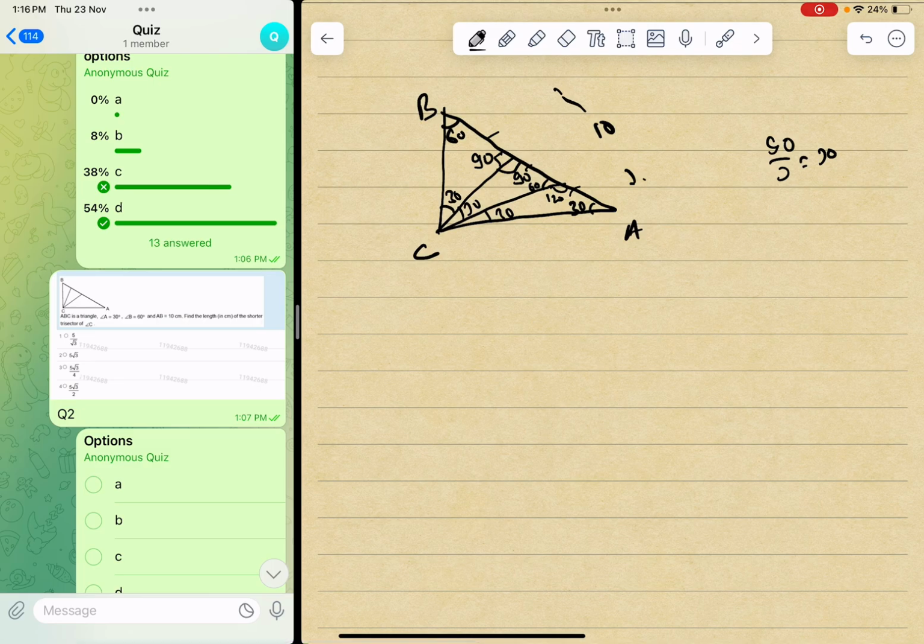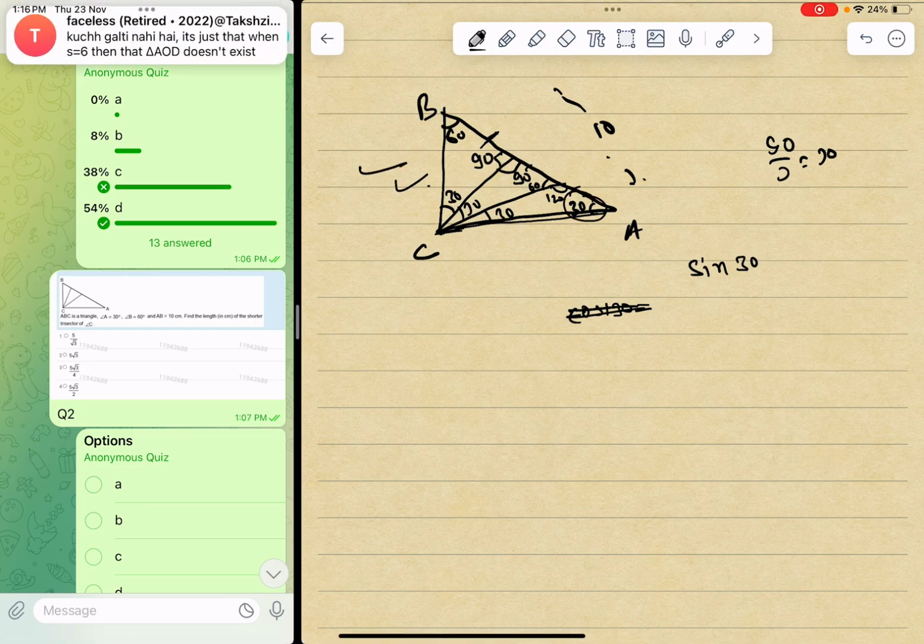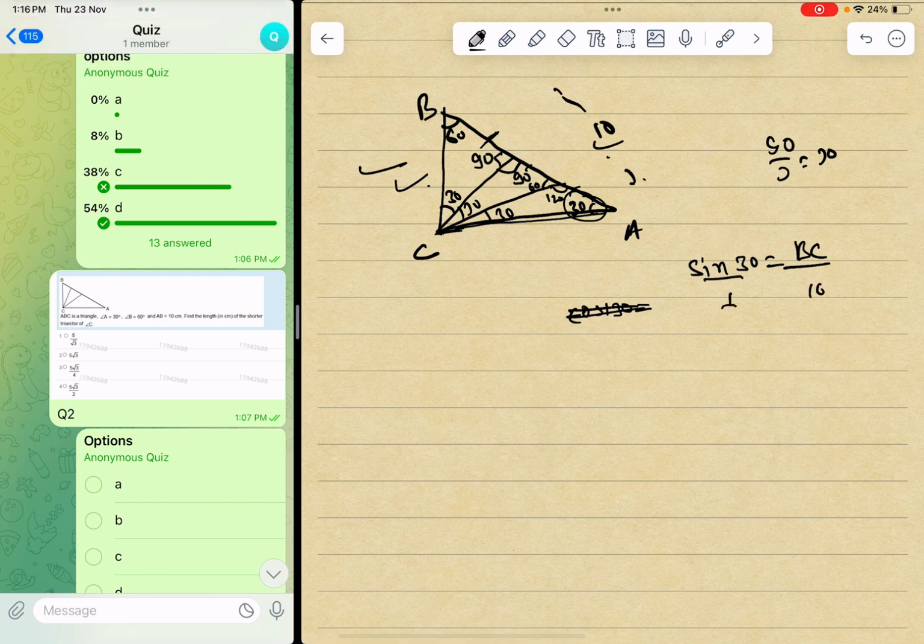Now let us find the value of this side. This we know is 10. So cos 30 will be how much? But let us find sin 30, because we know the perpendicular. So sin 30 is basically BC by hypotenuse 10. Sin 30 is 1 by 2, so BC will be 10 by 2, which is 5. So BC we got as 5.